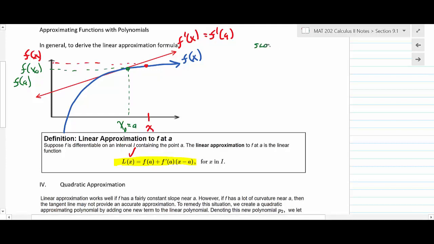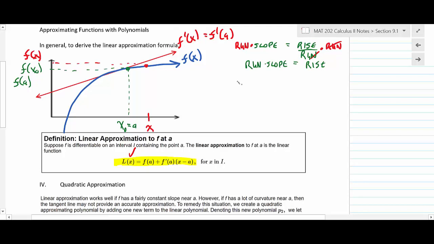So we know the slope is equal to the rise over the run. And I'm going to try to use the previous example I did to help you see the derivation of this formula. So what I'm going to do is solve this equation for the rise. I'm going to multiply both sides by whatever the run is. So in general, I'm going to get the rise is equal to the run times the slope.